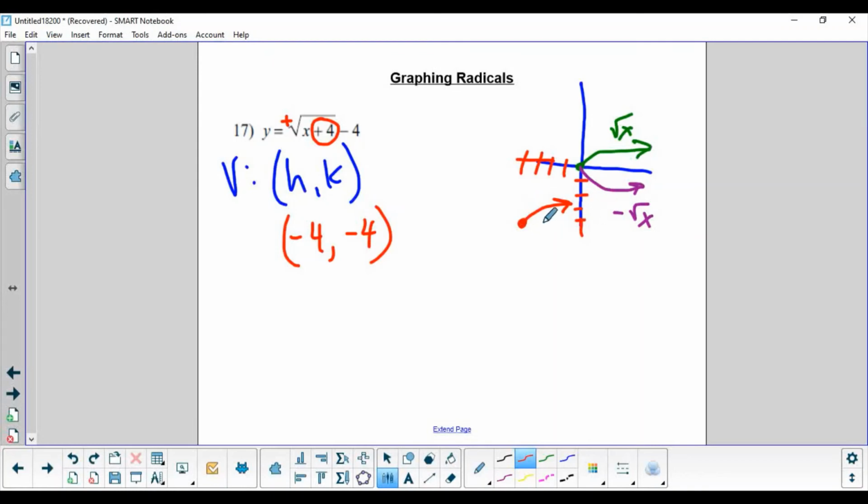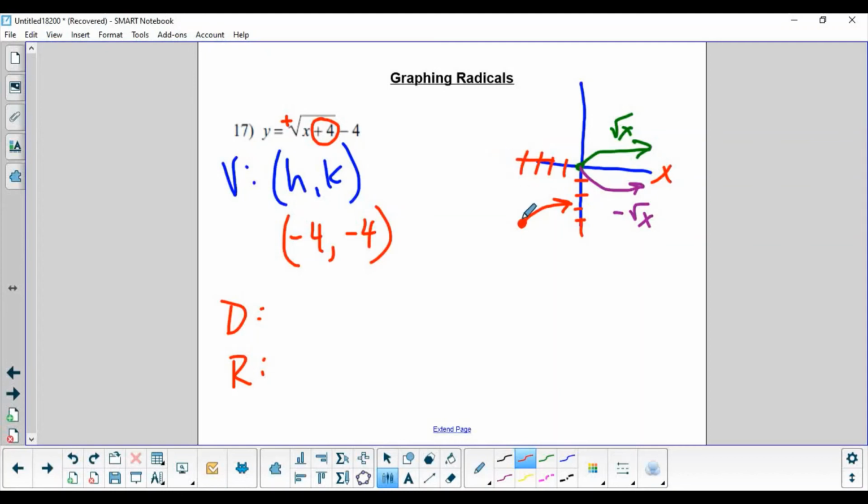The next thing they want is the domain and range. So let's look at our function. Remember, domain has to do with the x-axis, and the x-axis goes left and right. So how far left does this graph go? We go to negative 4. Do we go beyond negative 4 to the left here? The answer is no. We actually stop at negative 4.